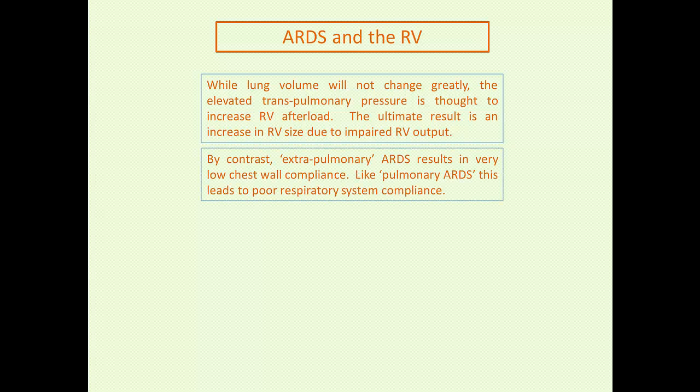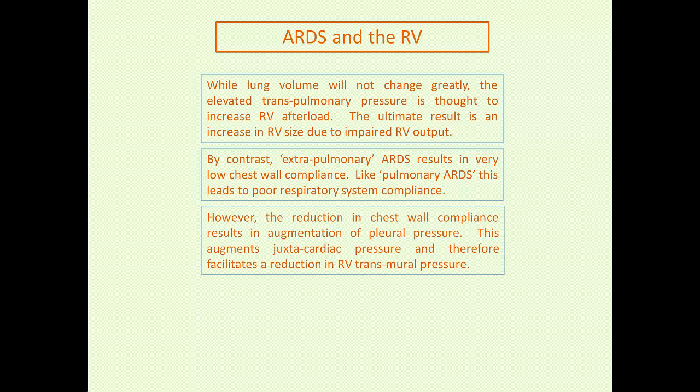By contrast, Gattinoni and colleagues described extrapulmonary ARDS, and this resulted in very low chest wall compliance. So, like pulmonary ARDS, this leads to a poor respiratory system compliance. Remember, as I've shown in a number of slides already with the modified Campbell diagram, the respiratory system compliance is determined by the summation of the compliances of the lungs and chest wall together. So you could have a reduction in either, and you'd reduce the respiratory system compliance. But the important thing is that changes in pulmonary compliance versus changes in chest wall compliance, while they will sum to potentially give the same reduction in respiratory system compliance, will have very different hemodynamic effects.